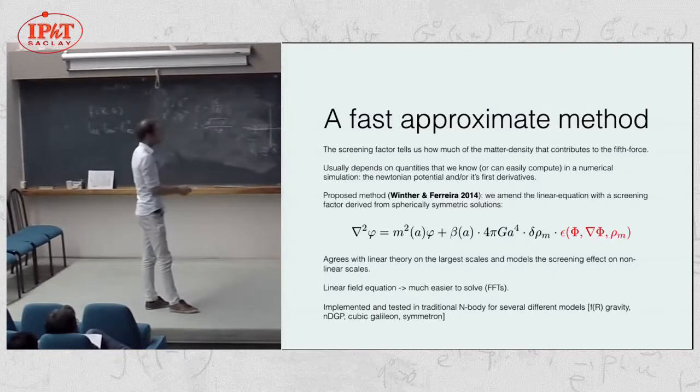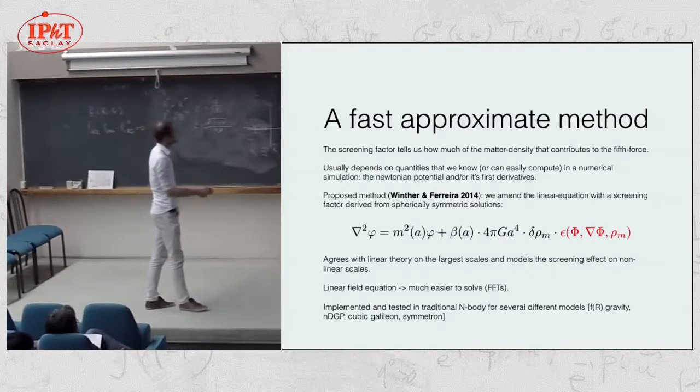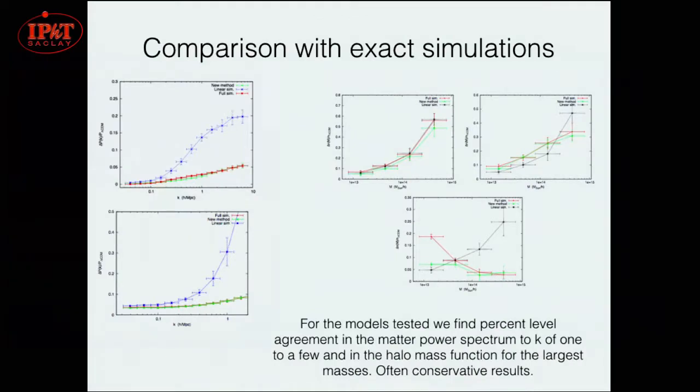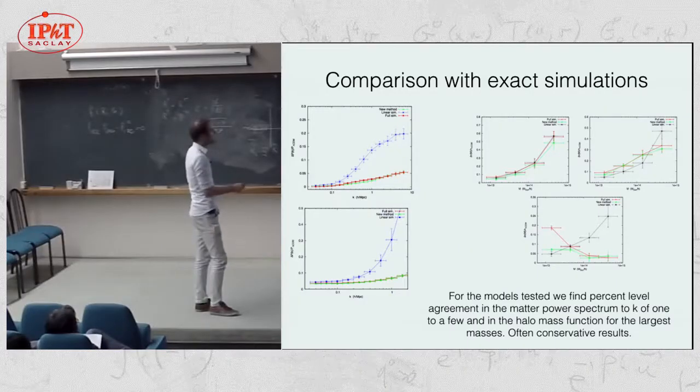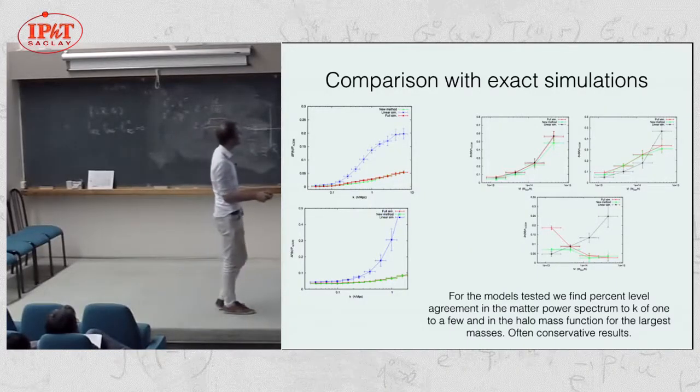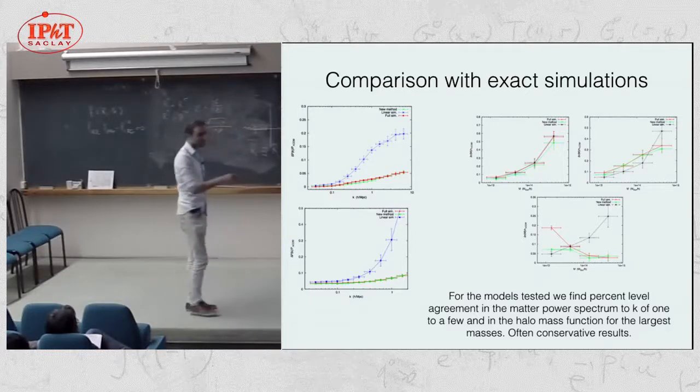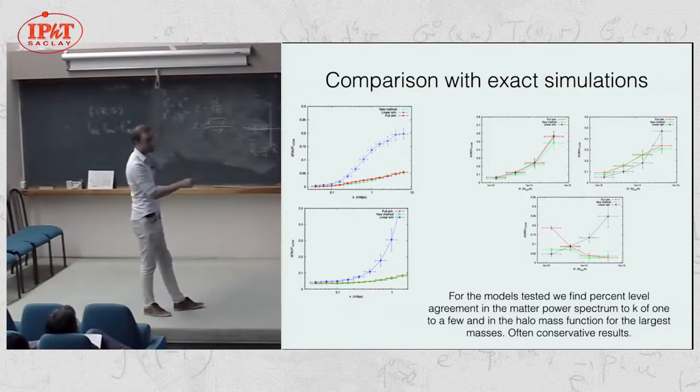So a few years ago, we implemented and tested this in traditional n-body codes for several different models. Here are just some example plots of that. So this is for an f of R gravity. This is for a Galileon, I think. Not totally sure. But the main thing here is just the enhancement of the power spectrum relative to lambda CDM.